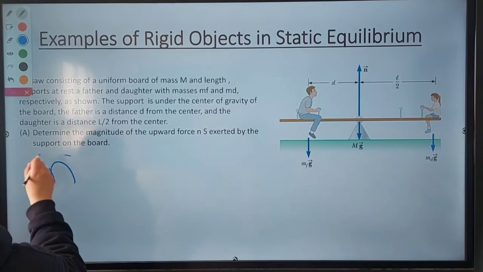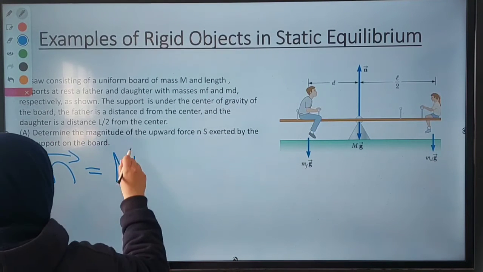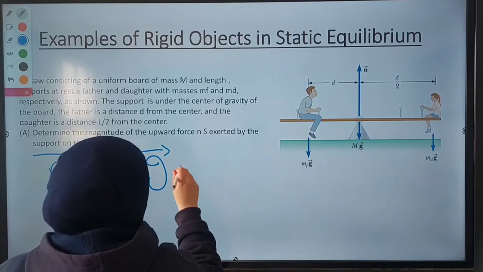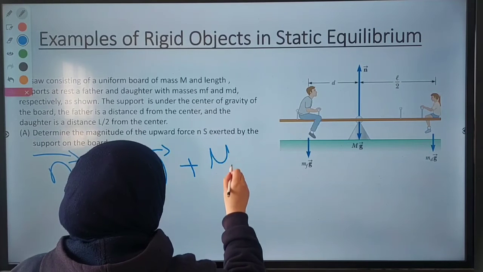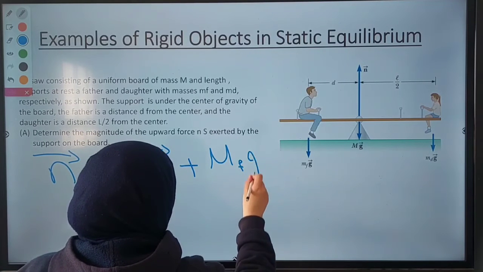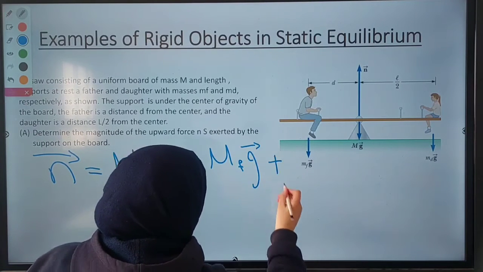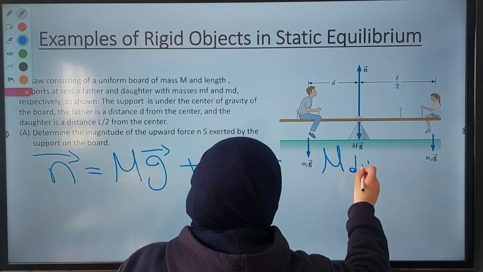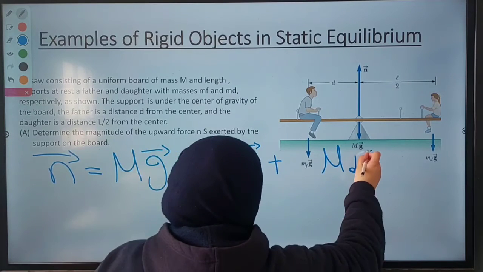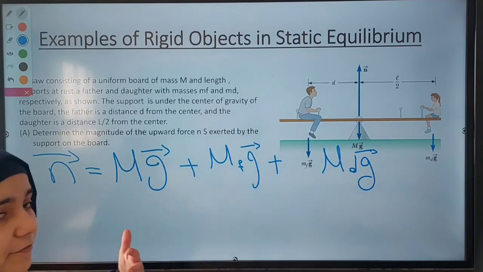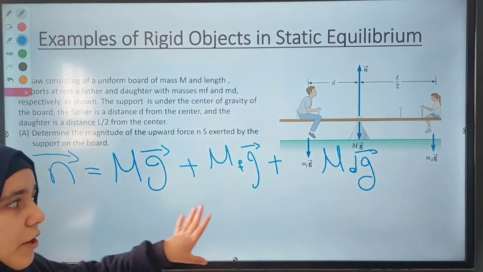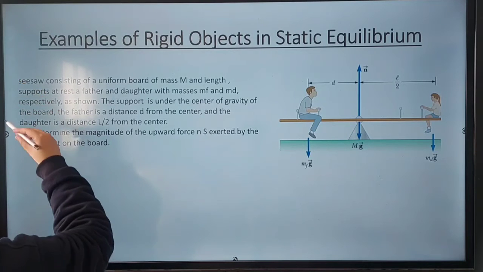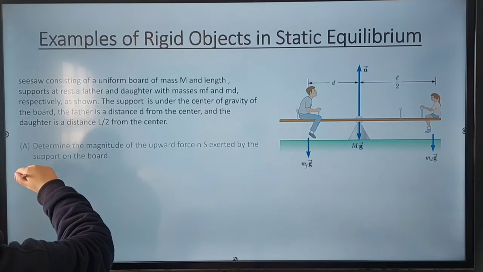So we are going to say n equals the weight, or mg, of the board plus the weight of the father plus the weight of the daughter. That is only the magnitude. So if we have numbers here, we are going to apply this law directly. That is the first thing, that is part A.